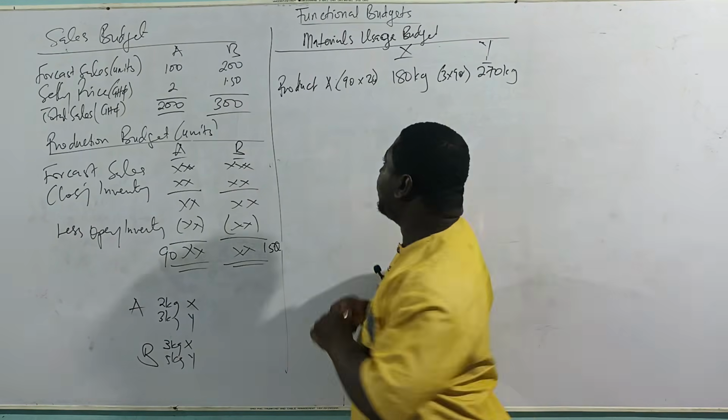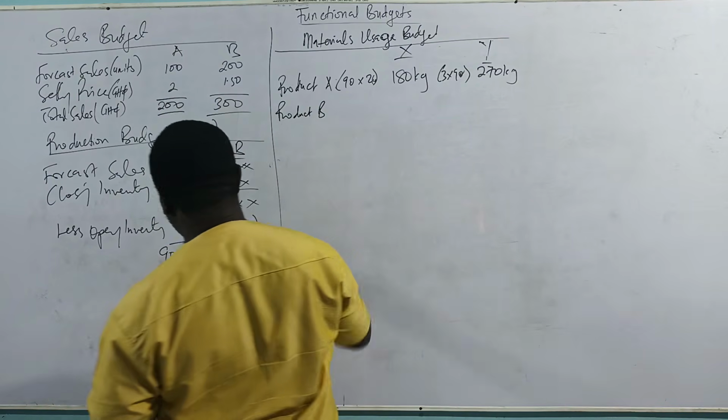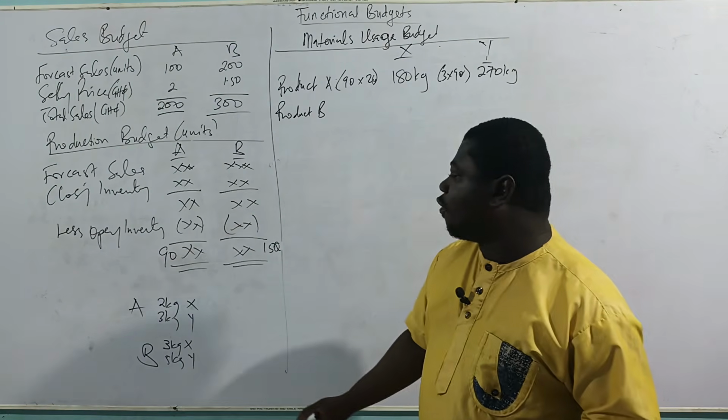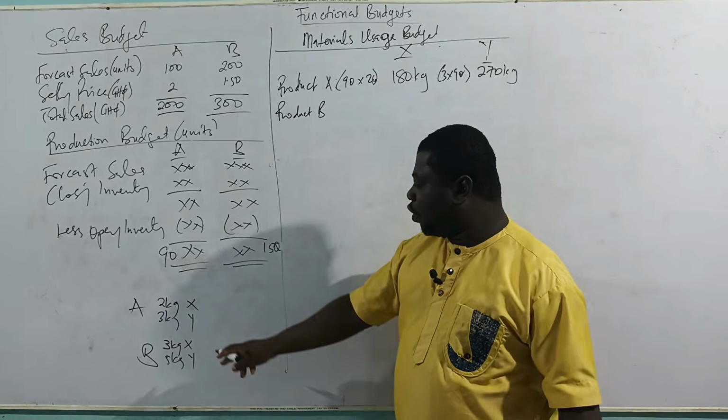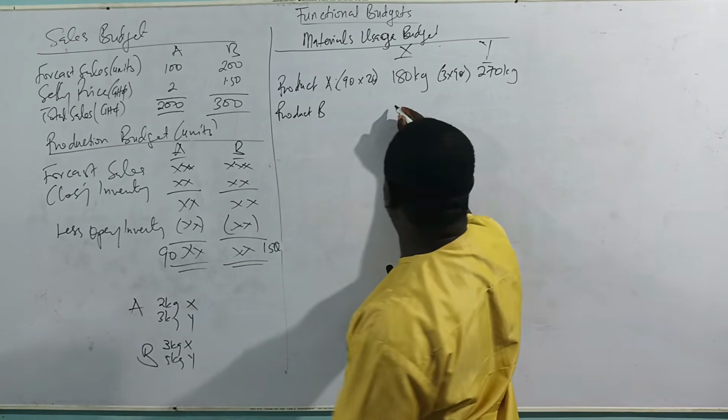When it comes to product B, we need 3 kg of X for 1. So 3 kg times 150 is going to give us 450 kg.